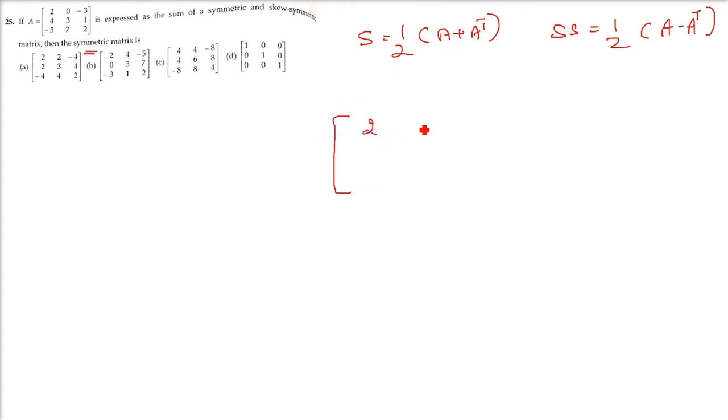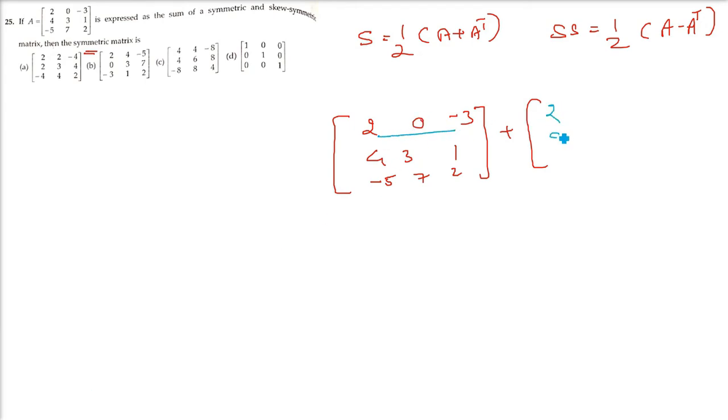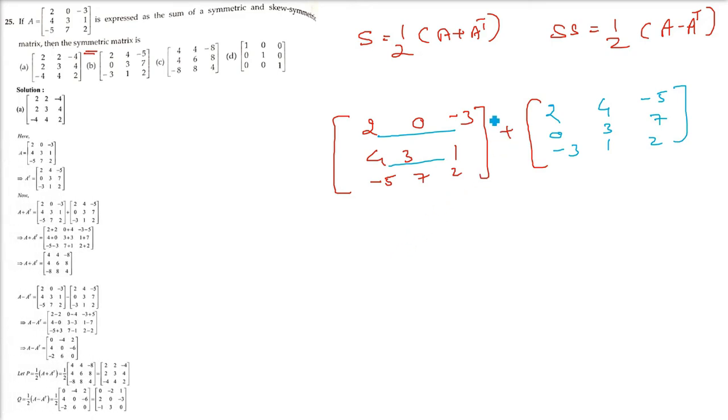So let us take this one, 2 0 negative 3, 4 3 1, minus 5 7 2, and we'll take the transpose and add it. Row will become column. So 2 0 minus 3 will become a column, 4 3 1 will become a column, and minus 5 7 2 will become a column. Now just add it, and then divide it by 2, that will be your answer. This is a multiple choice question, so the answer is what is being asked, but the whole procedure is like this.